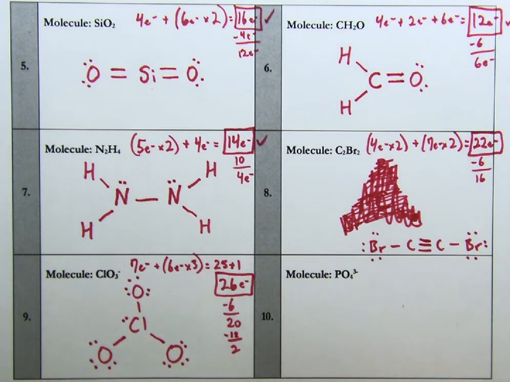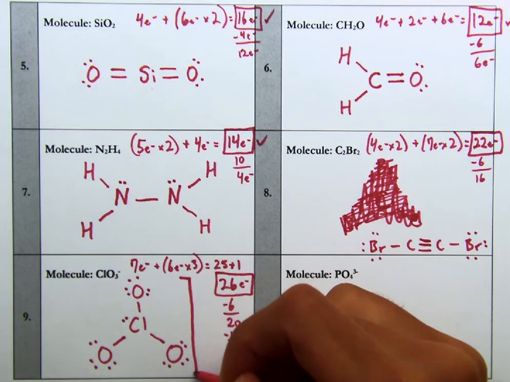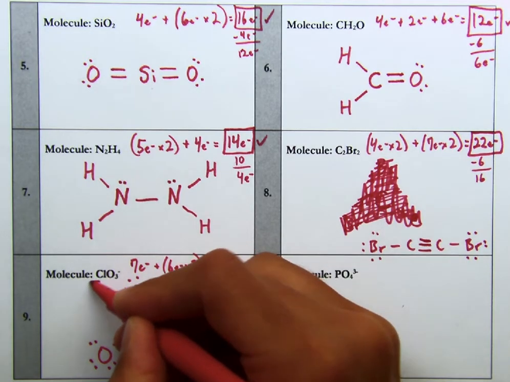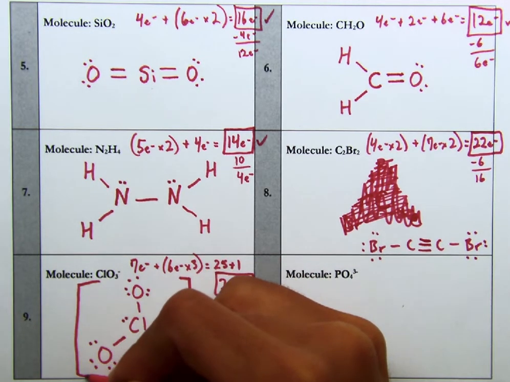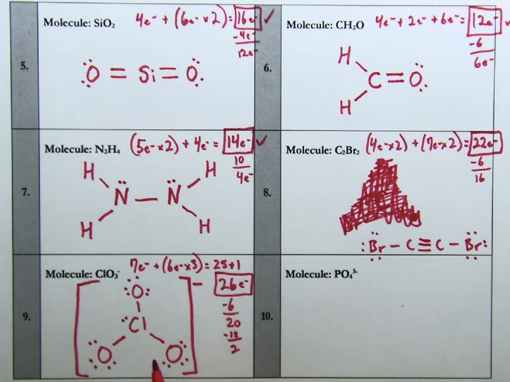Now, one final thing I want to mention, if it's an ion, if it has a charge, you put the Lewis structure in square brackets, and then you denote the charge outside of the bracket. And that tells you that this Lewis structure has an overall charge.